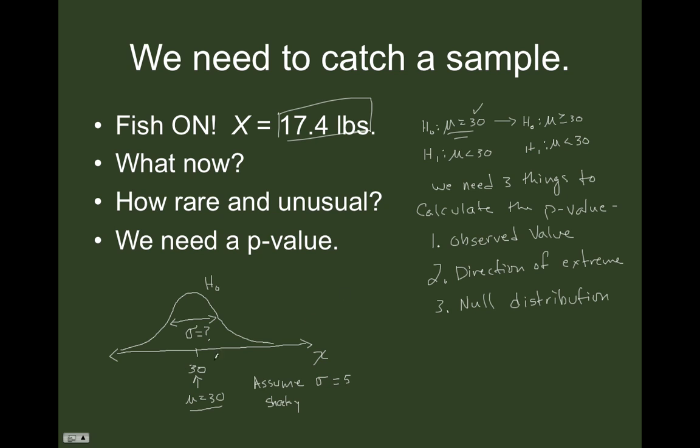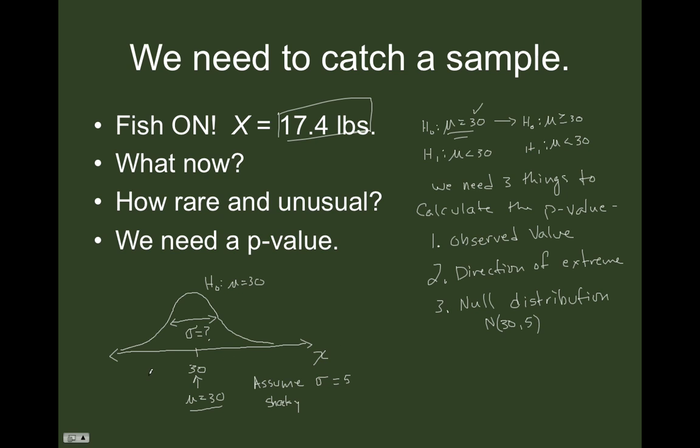Now, let's talk a little bit. What I've been building up to here is part 3, the null distribution. Again, we're assuming that mu is equal to 30, so that's okay. So for the null distribution, just to do this problem, I'm going to assume that it's the normal 35 distribution.